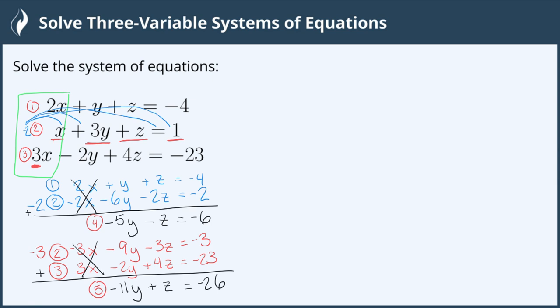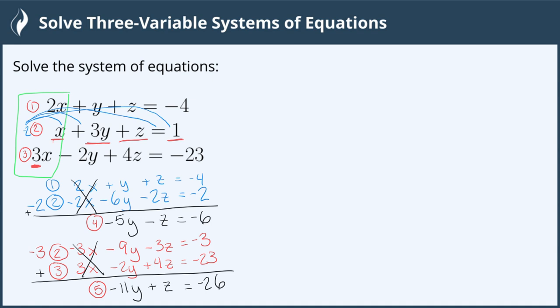Now we have two equations with just two variables, the two matching variables, y and z on both of them. The reason we did that was now that I have them as two equations with two matching variables, I can get rid of yet another variable. And that's why we did a combination to find equations 4 and 5 from our original 3 to get rid of the x, or any variable for that matter.